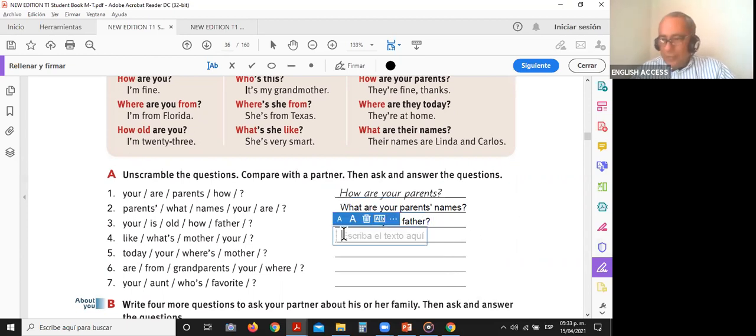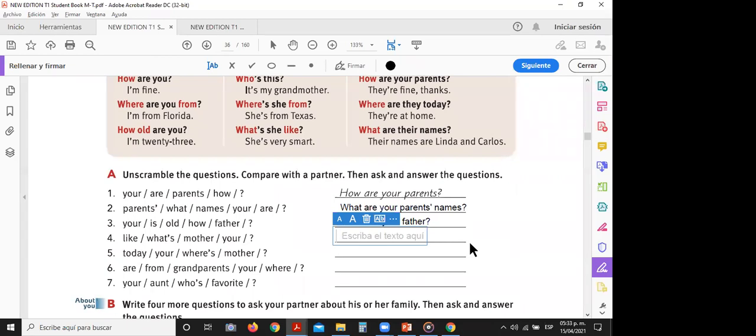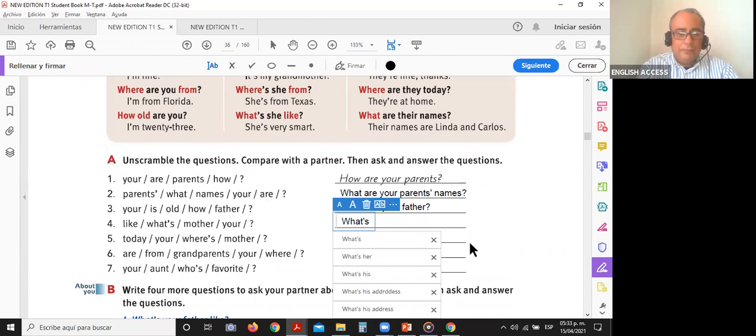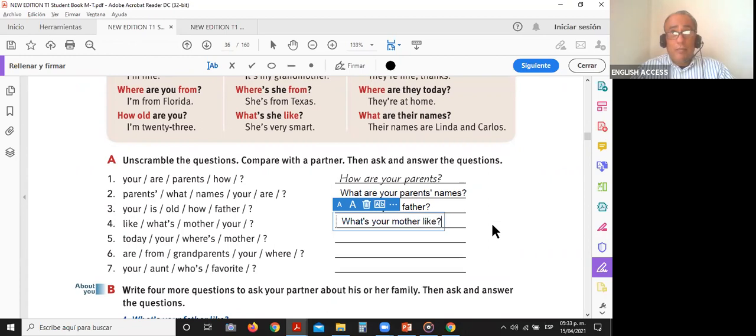What about number 4? This is for Fatima. What's your mother like? Exactly. What's your mother like? Oh, she's very regañona. My mother, she's very sweet. She's very pretty. All mothers are pretty. What's your mother like? Maybe the personality. Oh, she is very happy. She is very tidy.